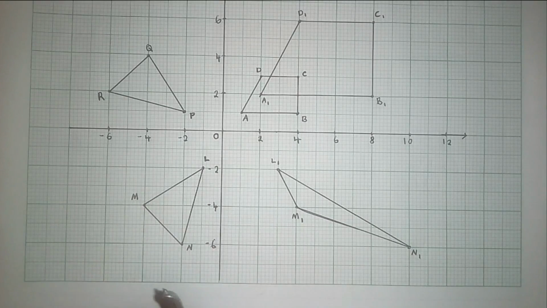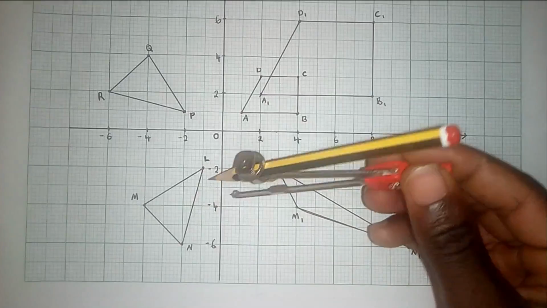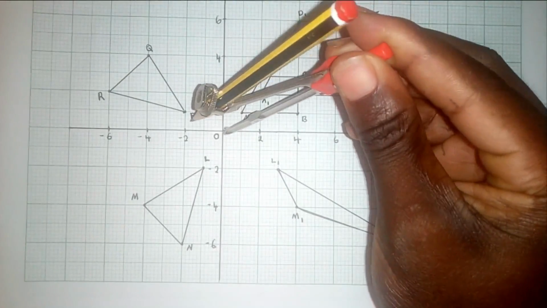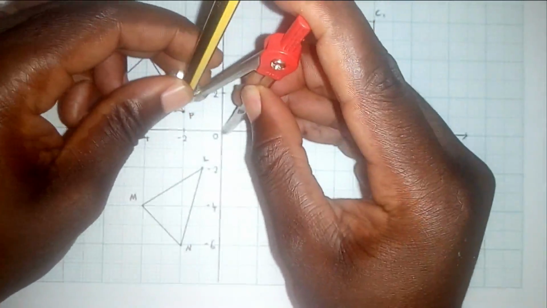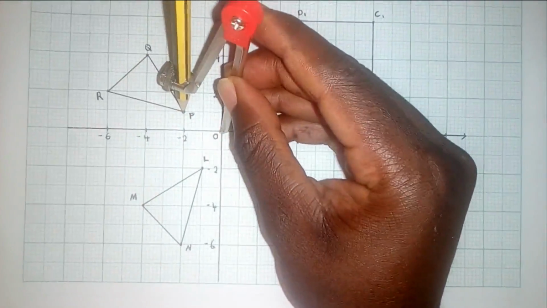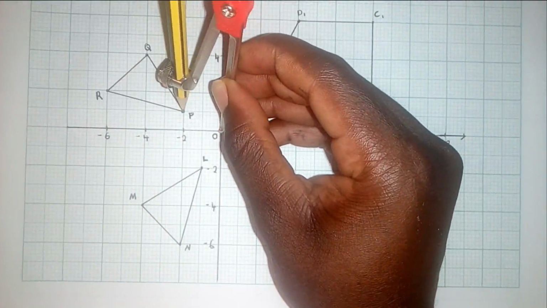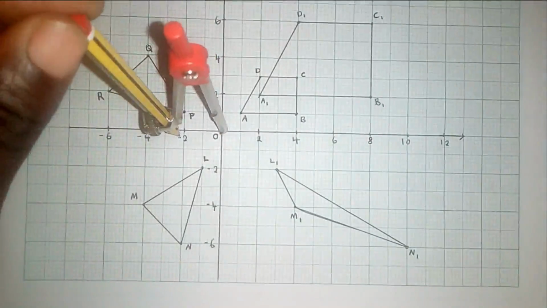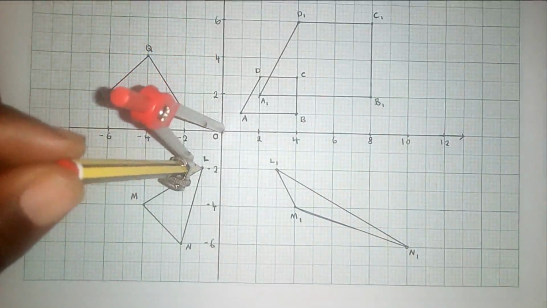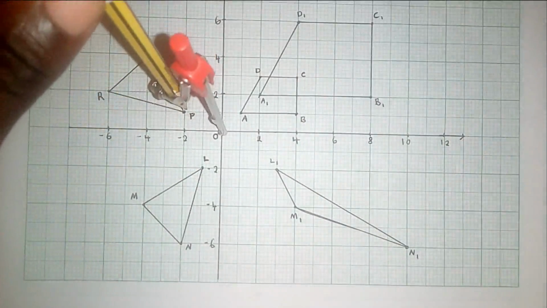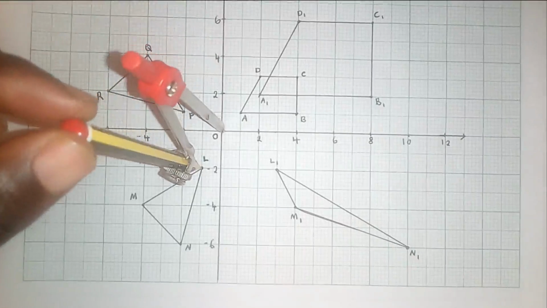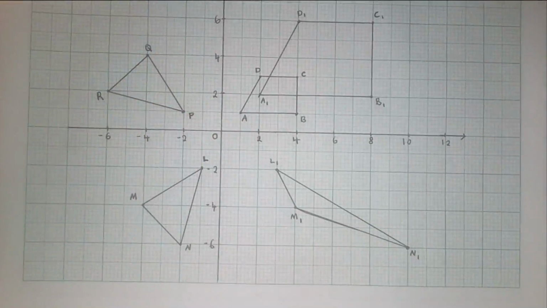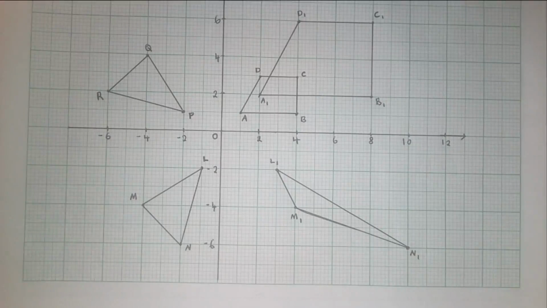You can see the center is over here. If you want to see that it's a rotation centered O, you can pick one point, which is P, and move your compass like this to see that it's working. It touches L, so this is rotation, and it's at 90 degrees anti-clockwise.